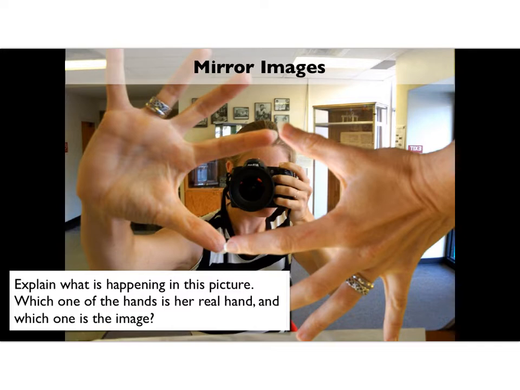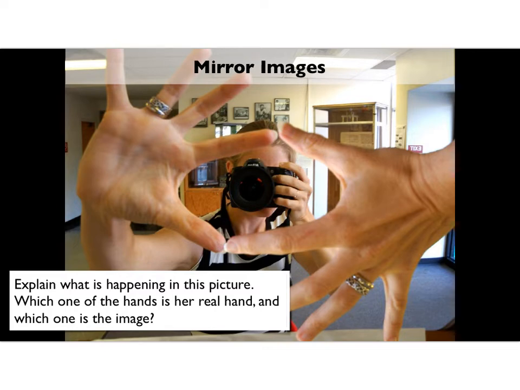Well, here's what's happening in this case. She took this image in a converging mirror. And this hand right here, this is her actual hand. Because think about this. She's holding the camera right here and taking a picture of the back of her hand. That's what's happening. The other hand that you see, this one right here, is the mirror image. That's the image of the front of her hand in the mirror.